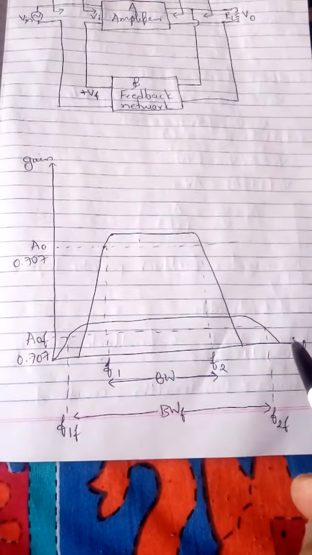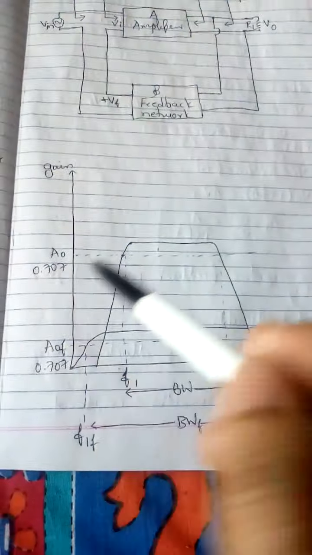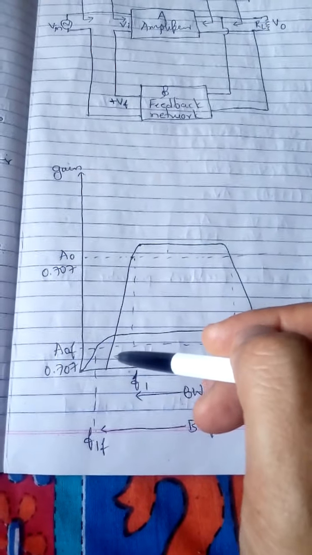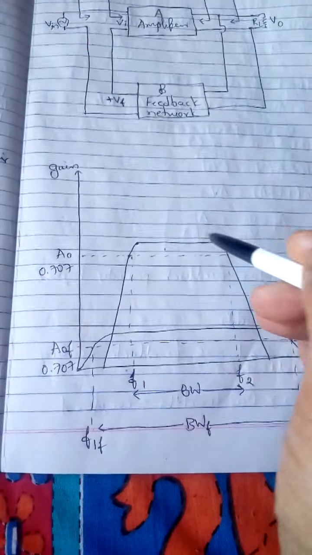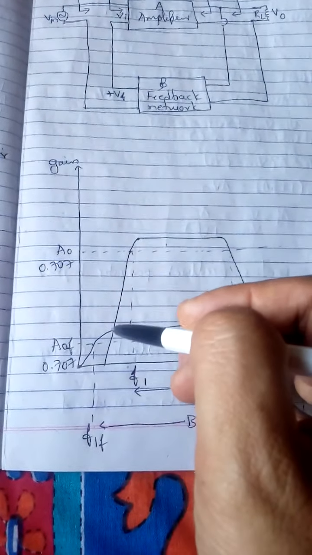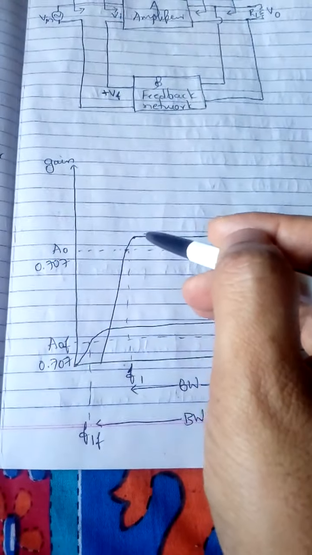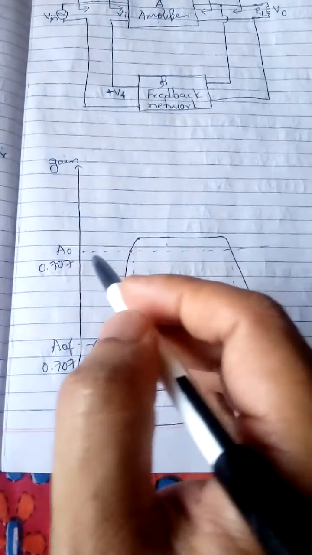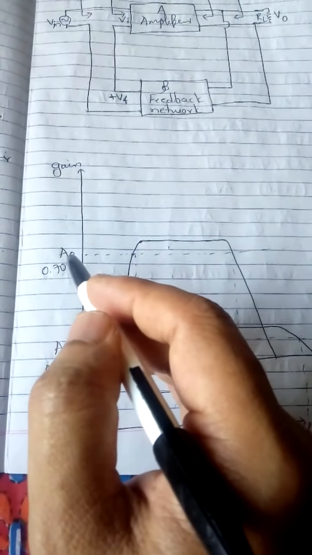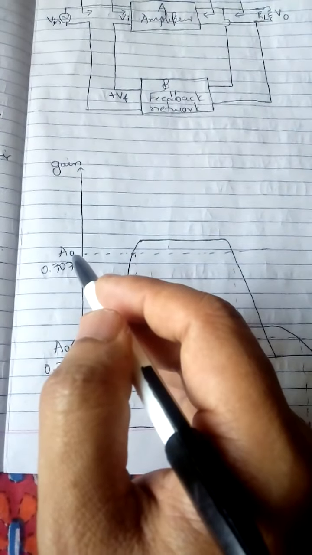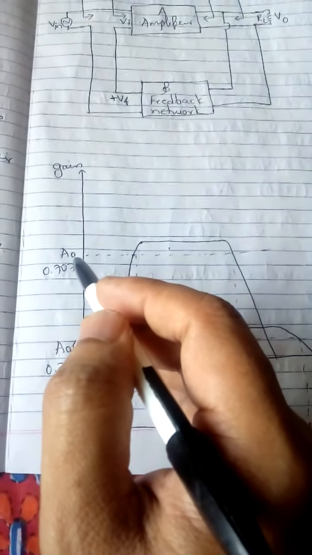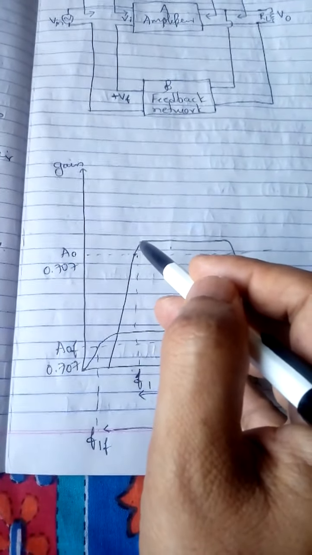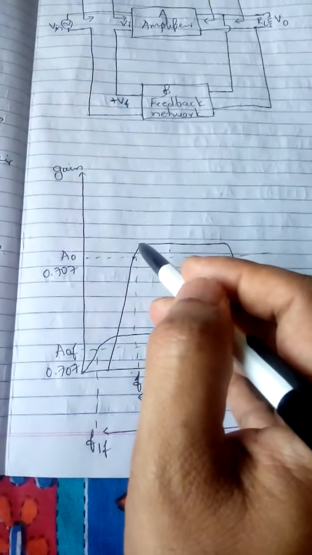It is frequency versus gain. I can find two types of curves here. So this is the first one. In this first one, I am showing it as A0. A0 means it is the gain without any feedback, or I can call it the open loop gain. So gain is a bit higher here.